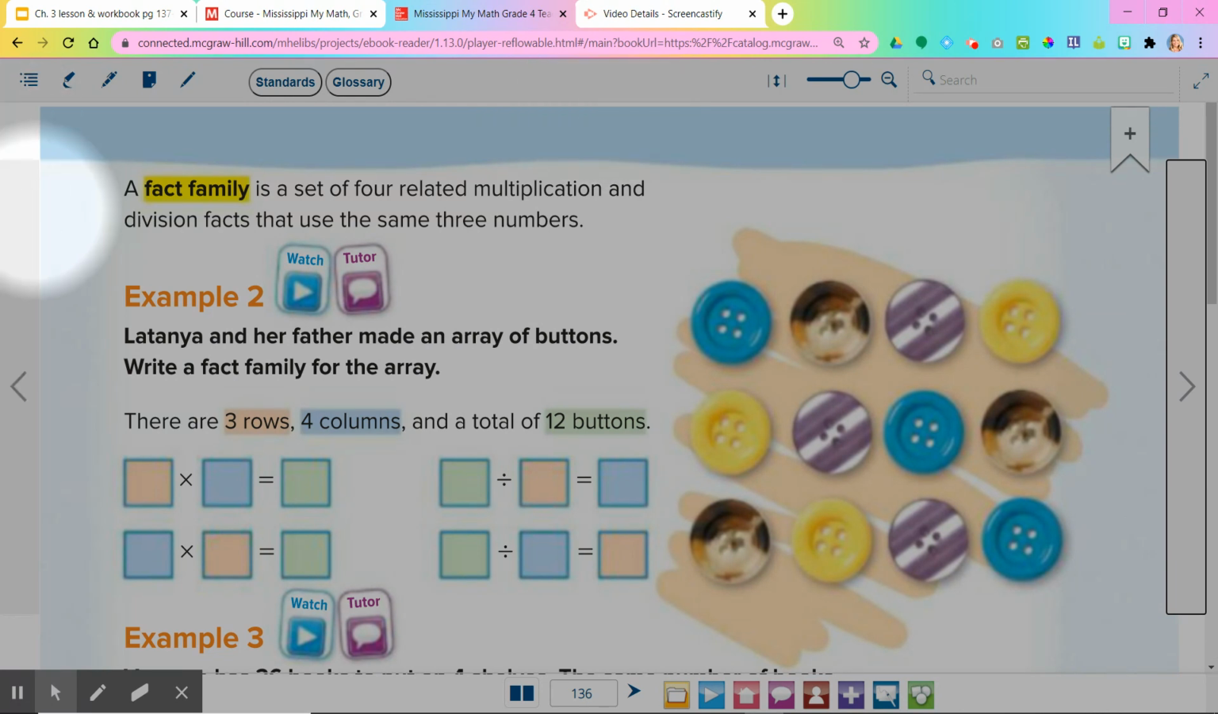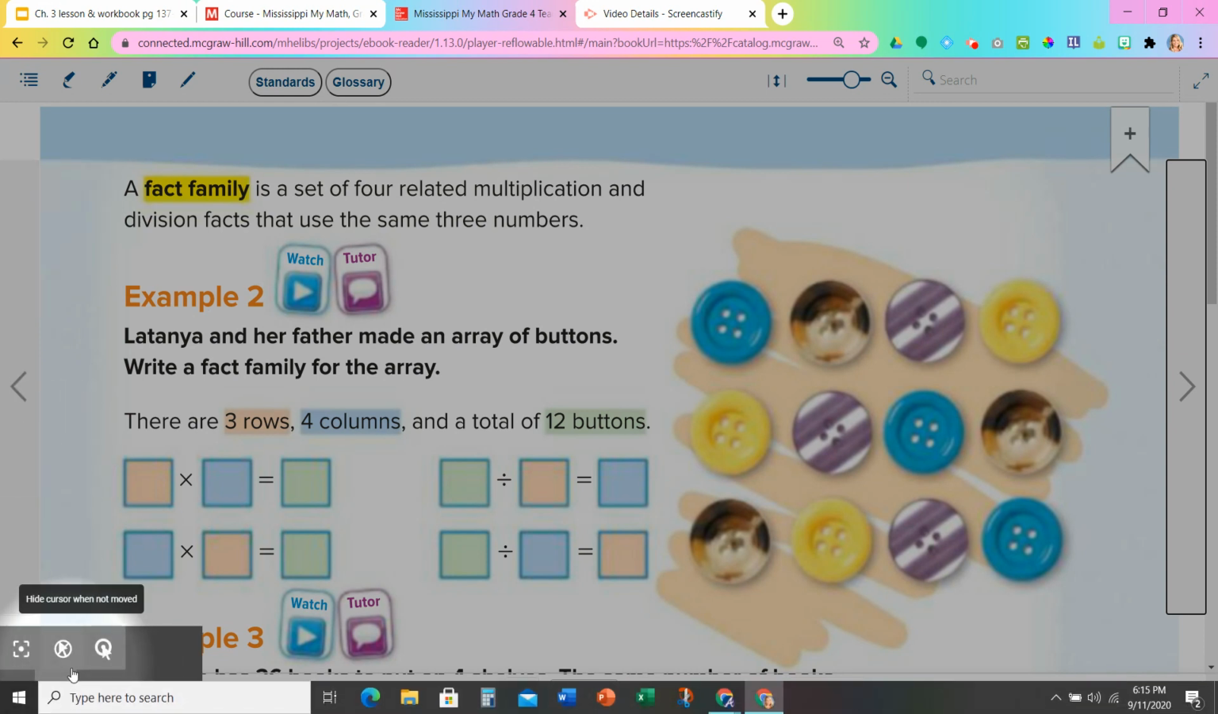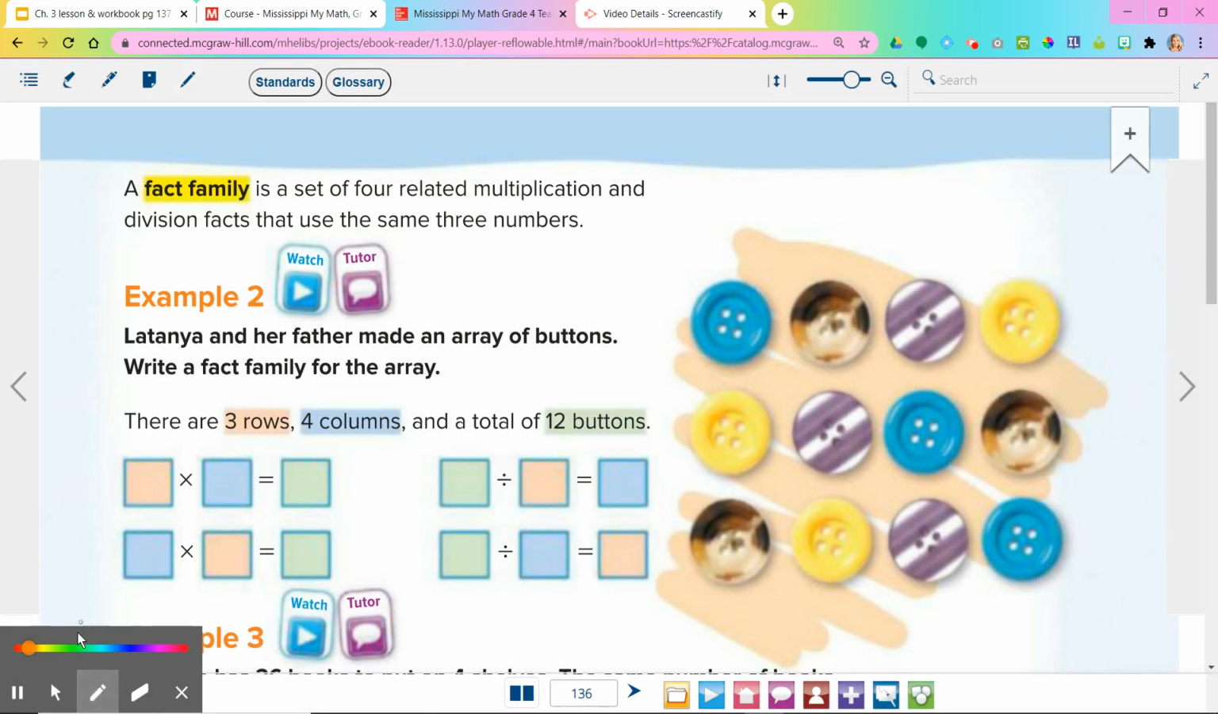Example 2 says LaTanya and her father made an array of buttons. Write a fact family for the array. So here's our array of buttons. Notice they have 4 columns and 3 rows, and we have equal amounts here. All right, so this is why we call it an array.